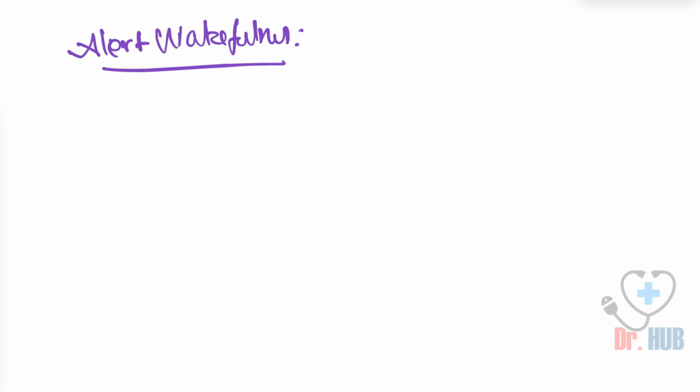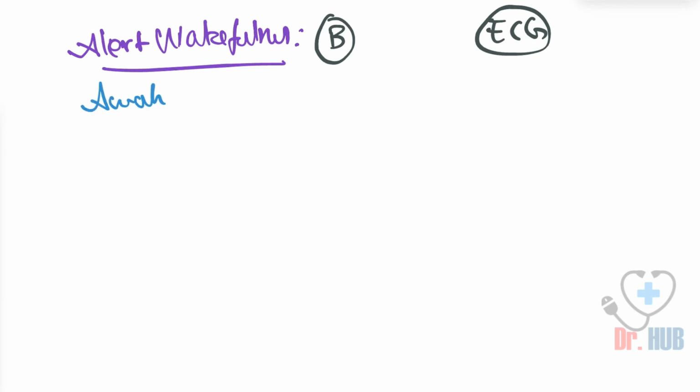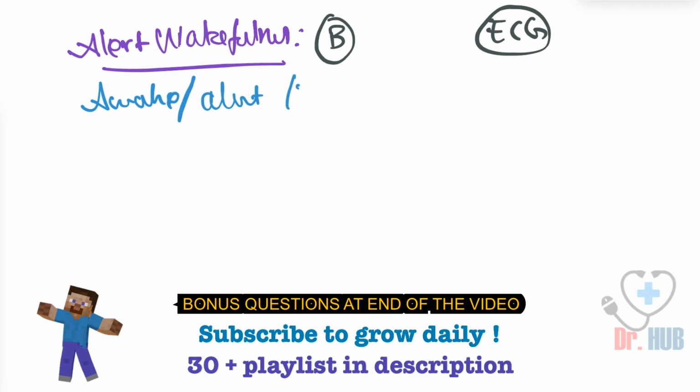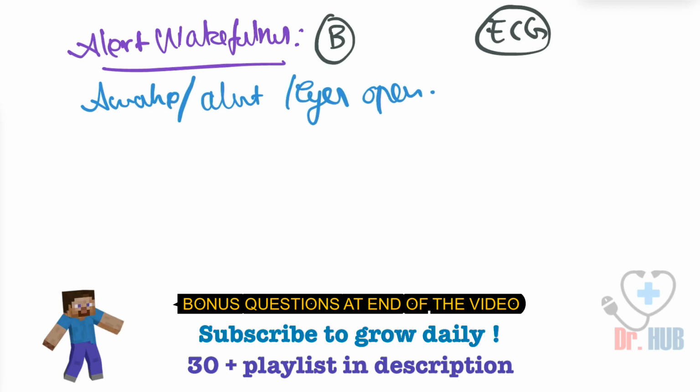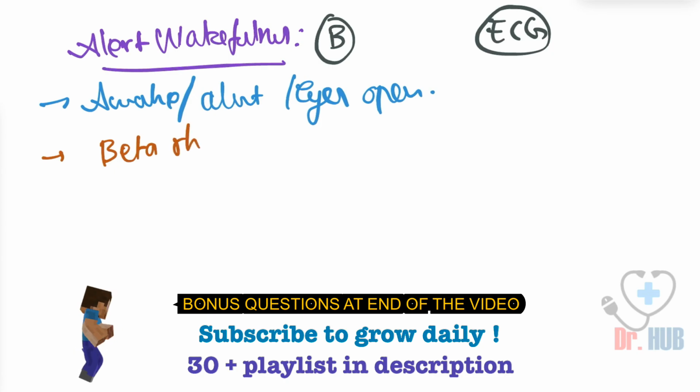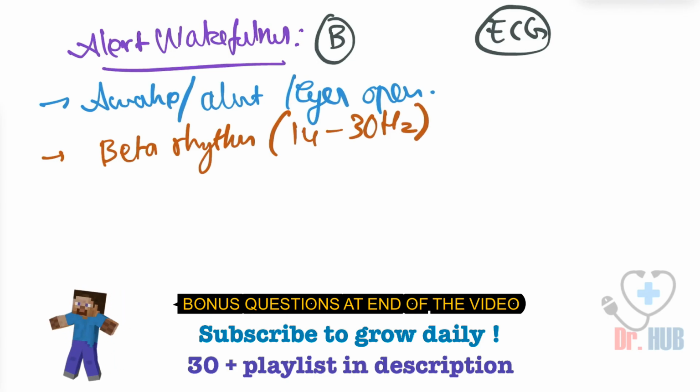To start with, we look firstly at alert wakefulness. So what is alert wakefulness? We are going to divide it into two categories: one is the behavior, another is the EEG findings. The behavior: the individual is awake and alert, and the eyes are open. The EEG shows beta rhythm, which is 14 to 30 hertz.